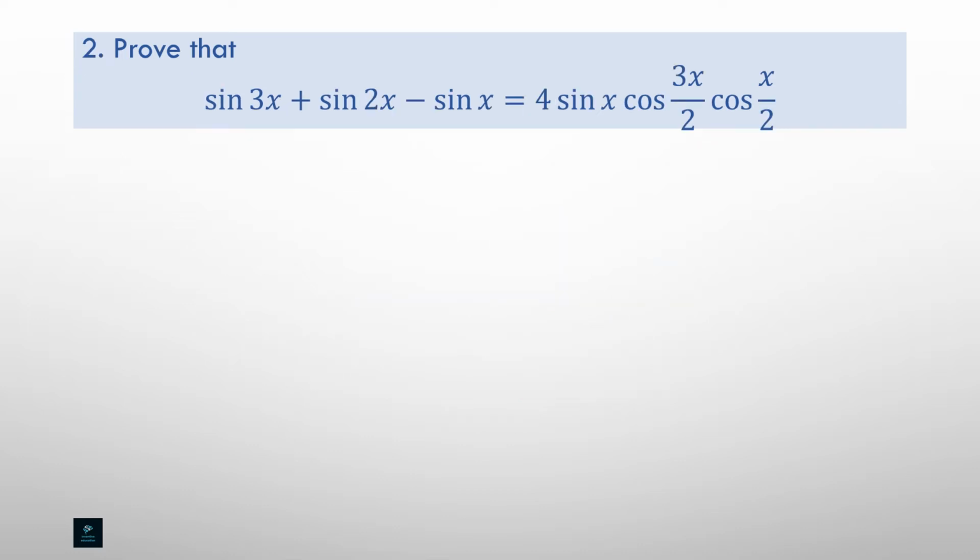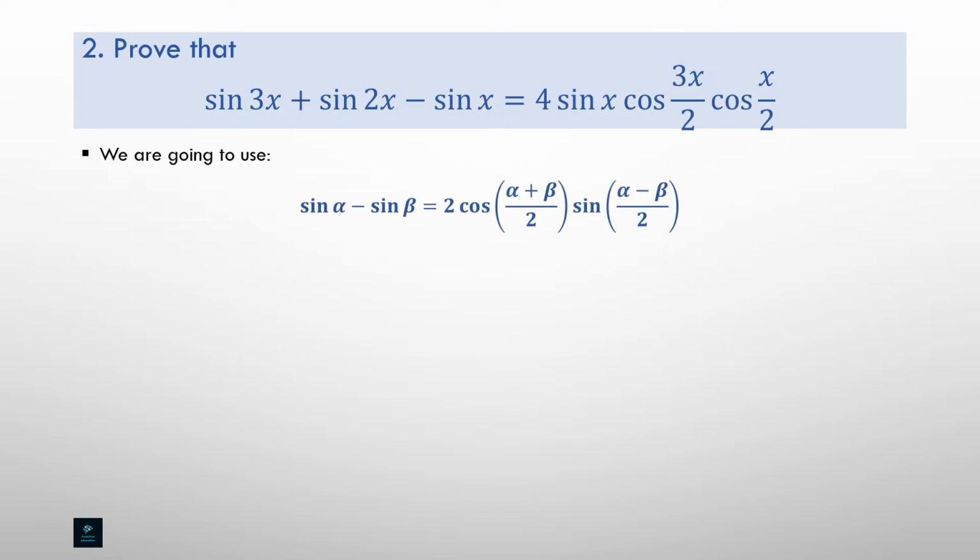In this example, we are going to prove that sin 3x plus sin 2x minus sin x is equal to 4 sin x cos(3x/2) cos(x/2). Notice that on the left hand side we have sum and difference of sine of angles, and on the right hand side we have product of sine and cosine of angles. So we are going to use relations which convert sum of sine or cosine of angles into the product forms.